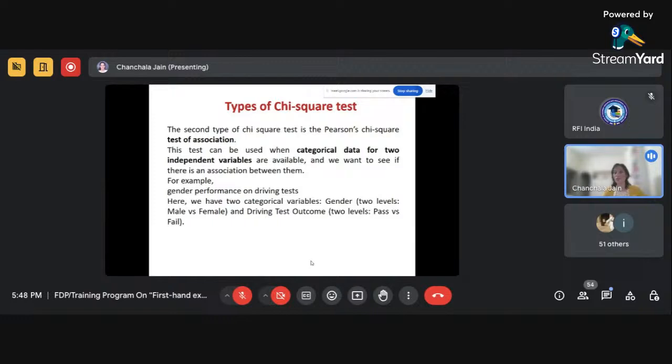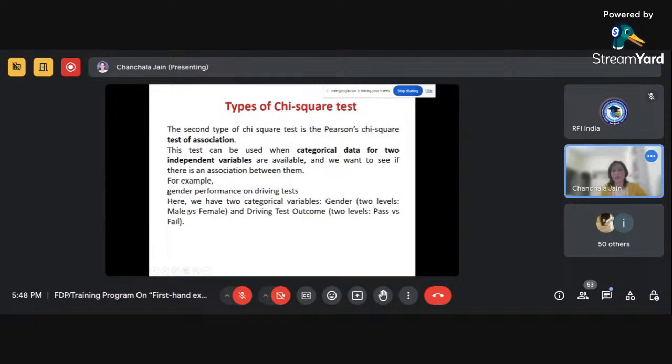In case of goodness of fit, we have seen we will be having only a single variable, but in case of test of association, or test of independence of attributes, you will be having 2 categorical variables available with you. And in that case, you want to check whether these 2 categorical variables are independent of each other or not, right?